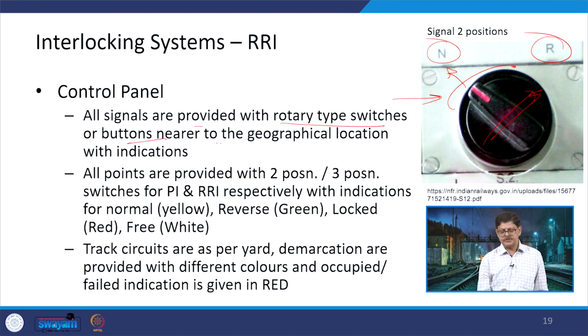These switches and buttons are nearer to their geographical locations and are provided with indicators on the control panel. All points are provided with two position or three position switches for PI and RRI respectively, with indications for normal as yellow, reverse green, locked red and free as white. These are the color indications, codes will be coming. The track circuits are provided as per yard, demarcations are provided with different colors, and occupied and failed indication is given in the red color.